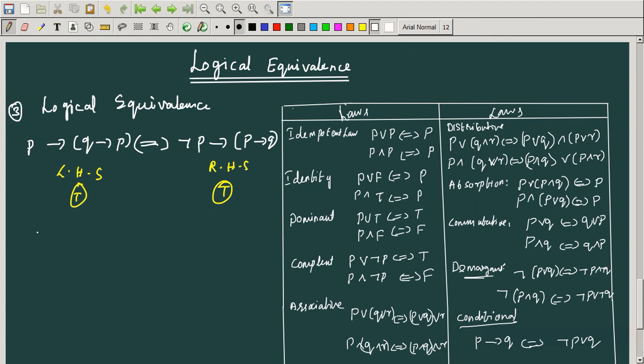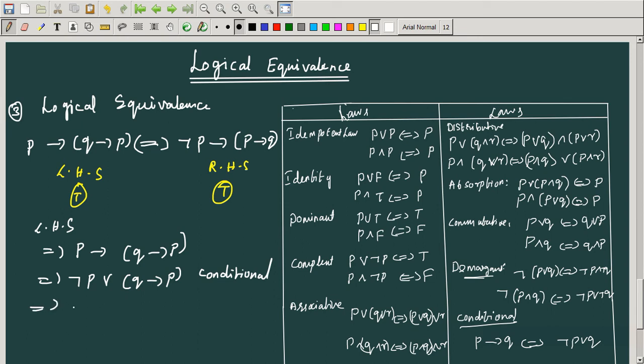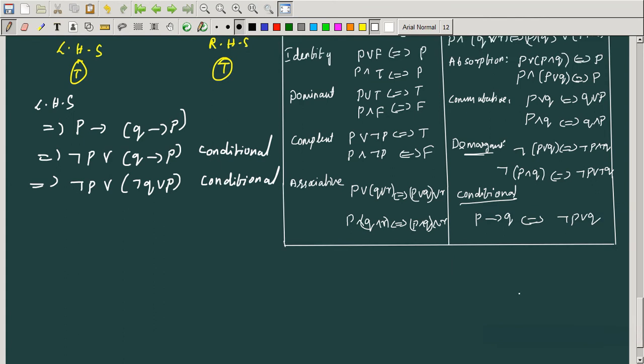So I'm going to take LHS. For the LHS, what is the given proposition? That is P if Q if P. It's a conditional. We can apply the conditional, that is negation P or Q if P. Similarly, for the next one, negation P or, here also I am going to apply conditional, so negation Q or P. After conditional, I am going to apply associative.